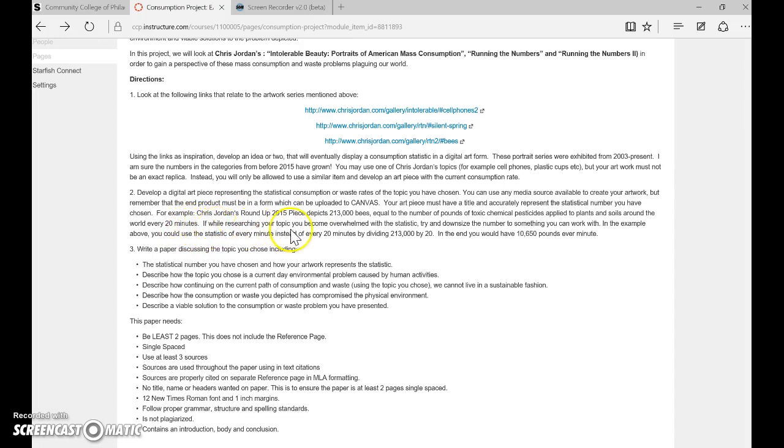If while researching your topic you become overwhelmed with the statistic, try to downsize the number. So in the example above, you could use the statistic of every minute instead of every 20 minutes by dividing 213,000 by 20. In the end, you would have 10,650 pounds every minute. So you can see how you have to really break it down into a smaller amount.